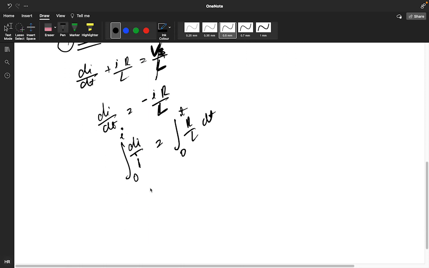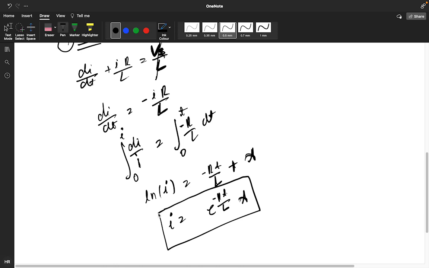You get ln of I equals minus RT by L plus some constant A, a particular constant after solving this. So the value of I is e power minus RT by L, taking that constant in this form. So this is my complementary function.